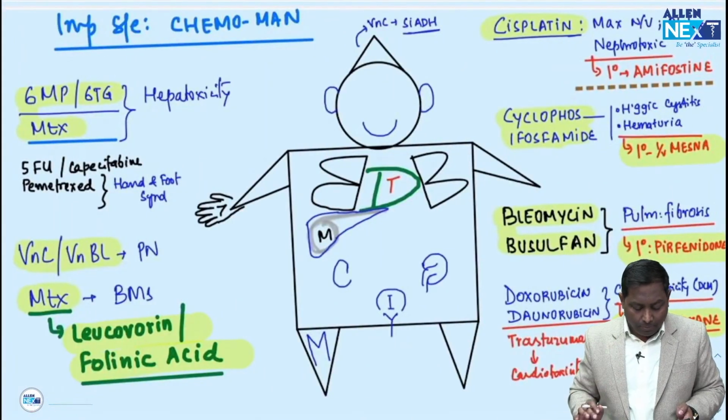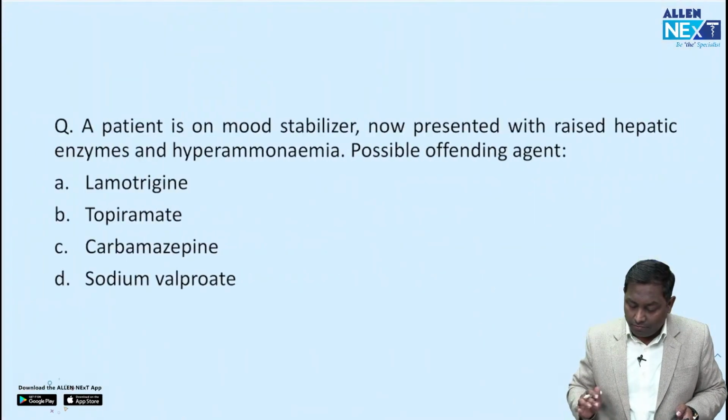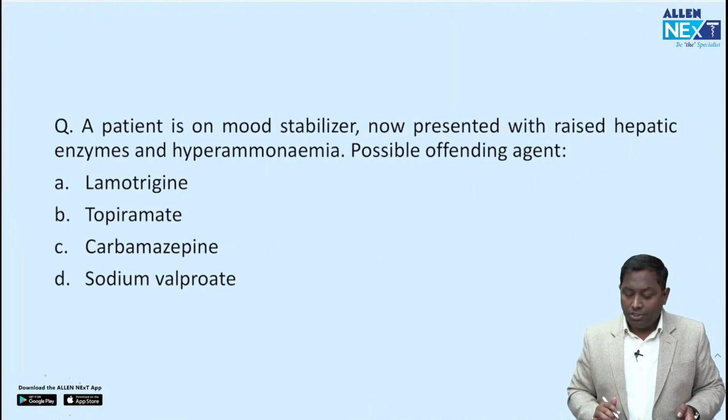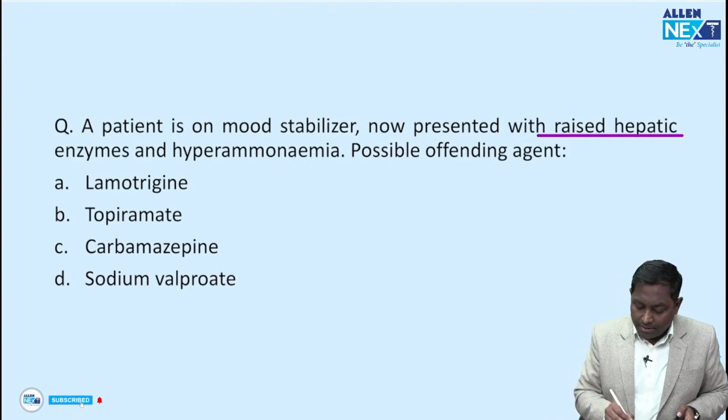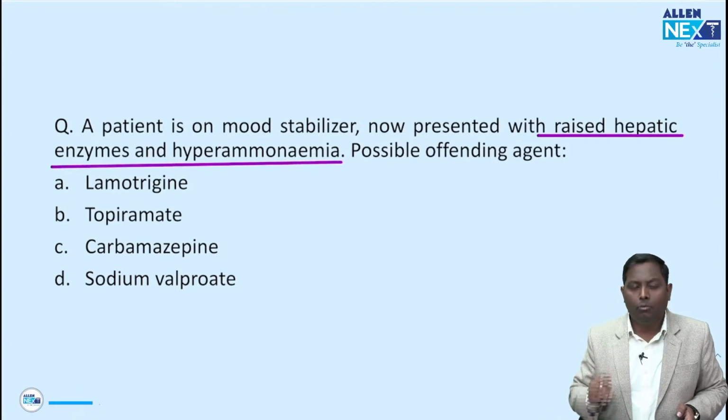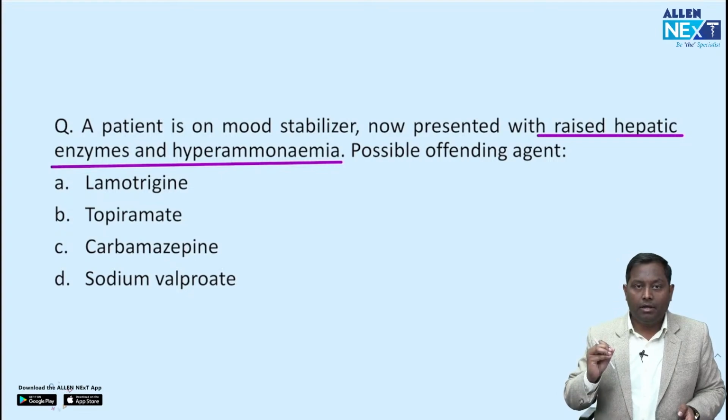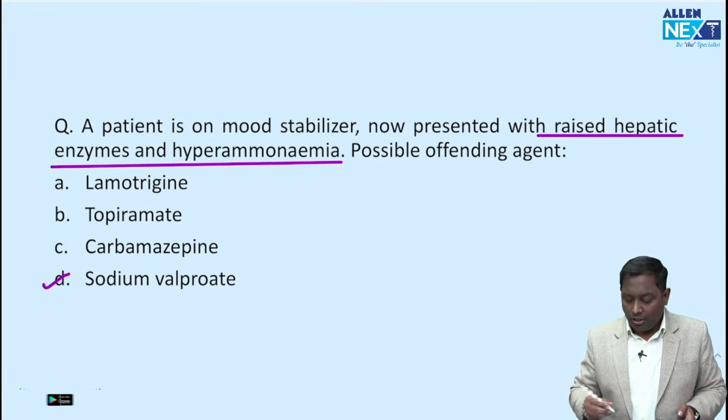So this is one chemo man, always an all-time favorite and always very important. A patient is on a mood stabilizer, now presenting with raised hepatic enzymes and hyperammonemia. Whenever we talk about the most hepatotoxic antiepileptic and mood stabilizer, it is always going to be your sodium valproate. Sodium valproate, undoubtedly, is one of the antiepileptic drugs.